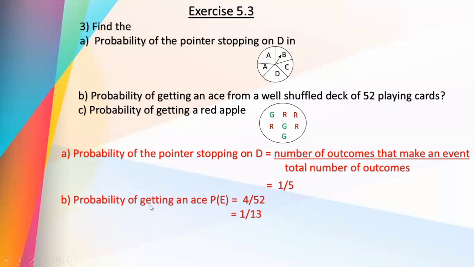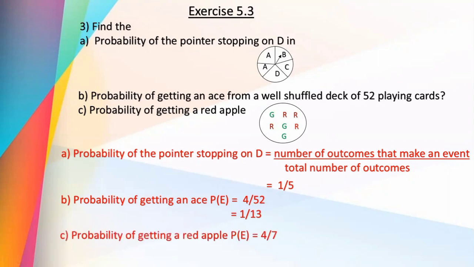Second, probability of getting an ace. In a deck of 52 playing cards, 4 aces are there. So number of outcomes that make an event is 4 and total number of outcomes is 52. So 4 divided by 52. 52 divided by 4 is 13, so 1 by 13 is the answer.